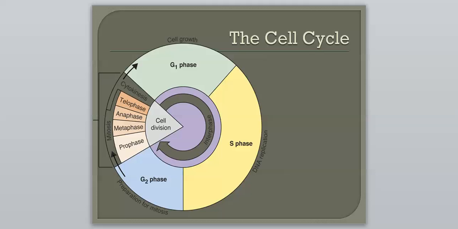But here's just kind of a picture of what the cell cycle looks like. You can see most of the time is spent in the S phase, followed by the G1 and G2, and the M phase, mitosis, being the smallest.